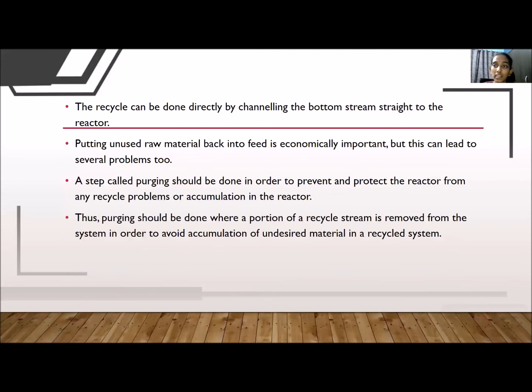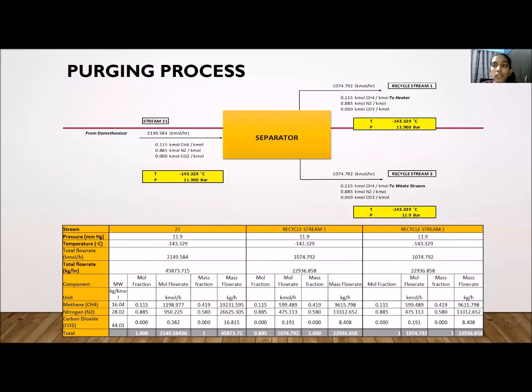So some steps should be done in order to prevent accumulation in the reactor. So we do a purging. The purging is done where a portion of the recycle stream is removed to avoid accumulation of undesired material in the recycle stream. So the purging process was done in the separator, as mentioned earlier by Aliff Ikhmal. So only 50% of the stream from the demethanizer enters the reactor with a split fraction of 0.5 to avoid the accumulation in the reactor.